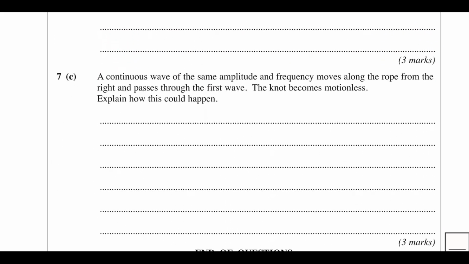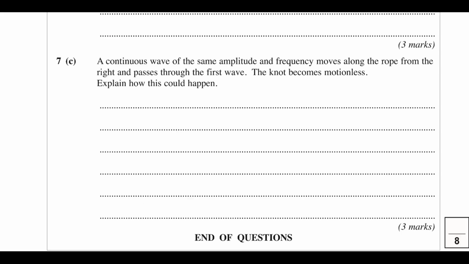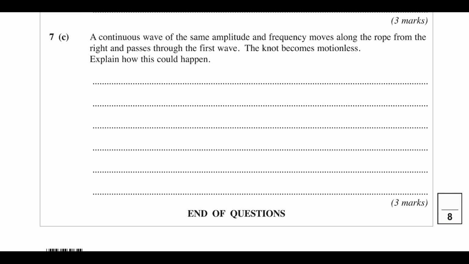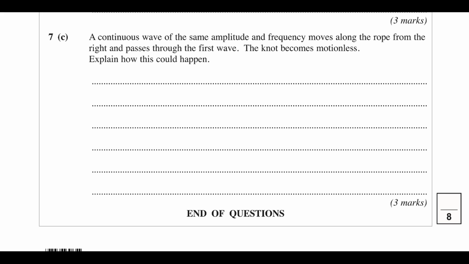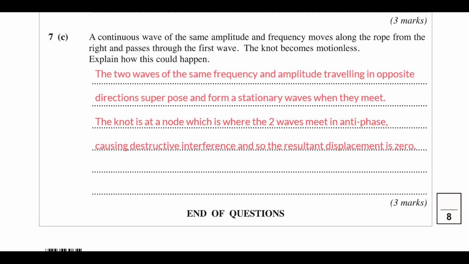So then a continuous wave of the same amplitude and frequency moves along the rope from the right and passes through the first wave. The knot becomes motionless. Explain why that would happen. Well, we've got two waves of the same frequency and amplitude. So what's going to happen is we're going to form a stationary wave. So the two waves will superpose on one another. And the reason the knot doesn't move is it's in a location of destructive interference, so you've formed a node. So let's get that. All right, and that's what we have got there. So that's why the knot doesn't move.